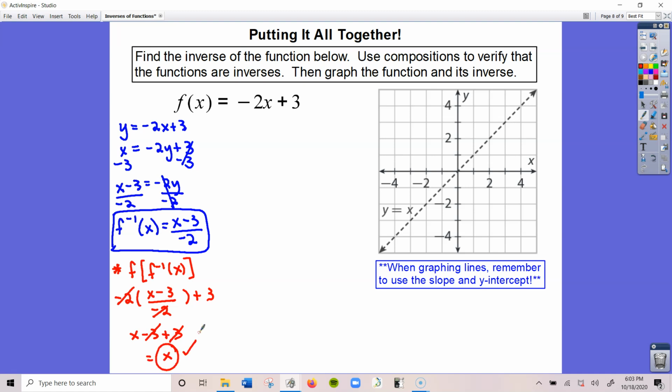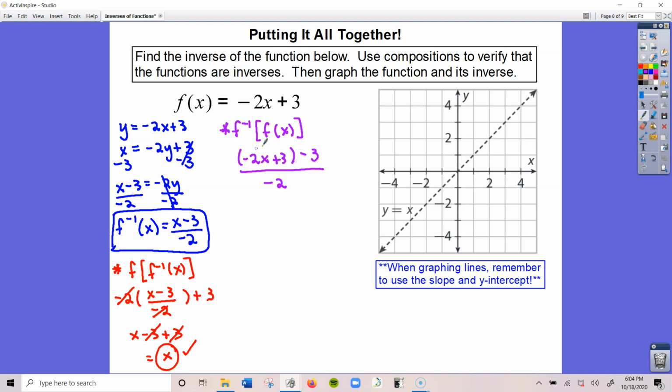So far, so good. Now we've got to find the other composition. So we're going to do the inverse on the outside. So f inverse of f of x. So I'm going to copy my inverse now. So x minus 3 all over negative 2. And inside the parentheses, I'm going to write down my f of x. So negative 2x plus 3.